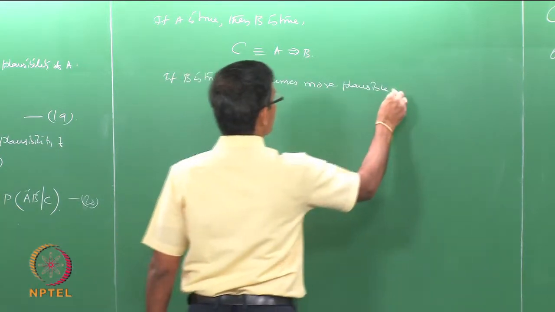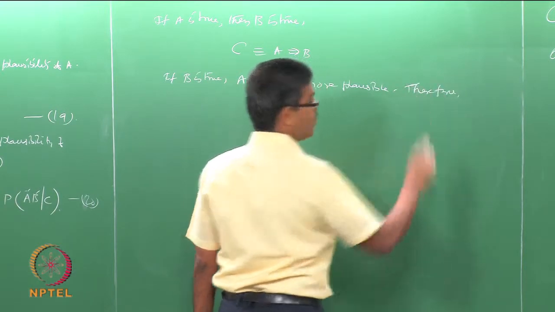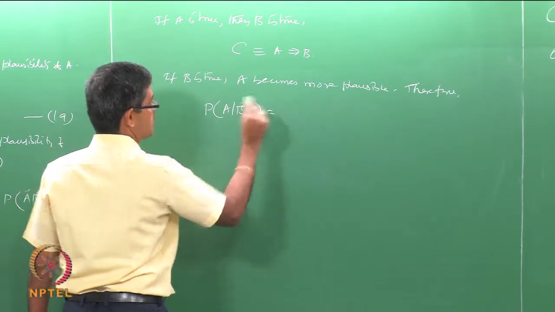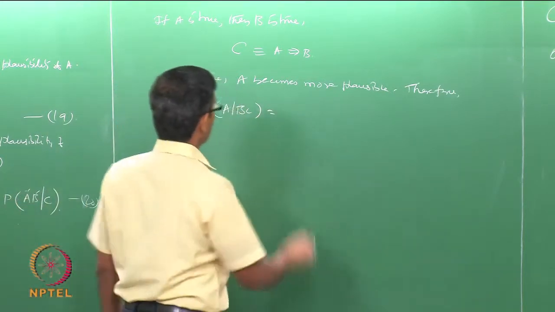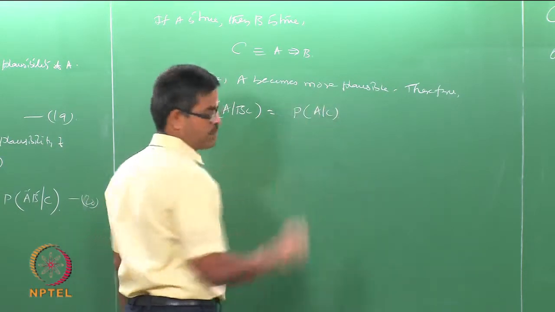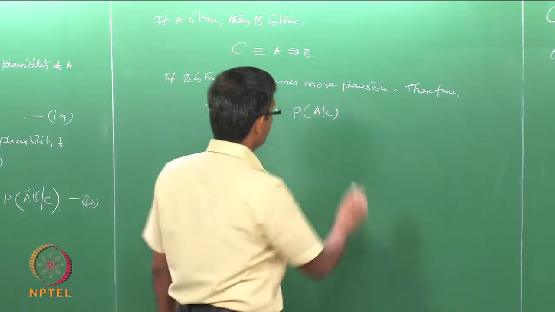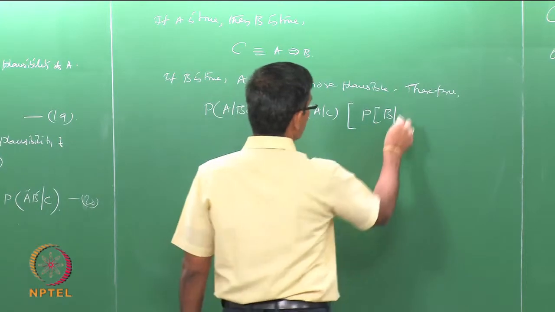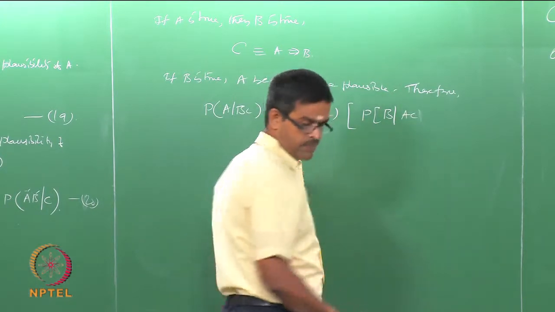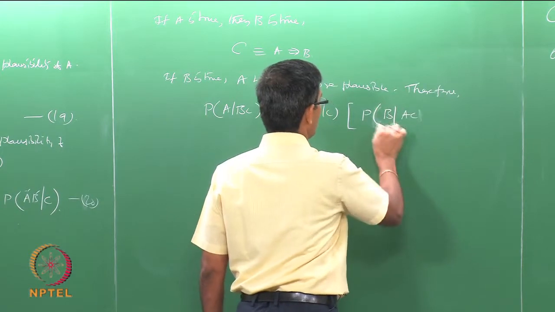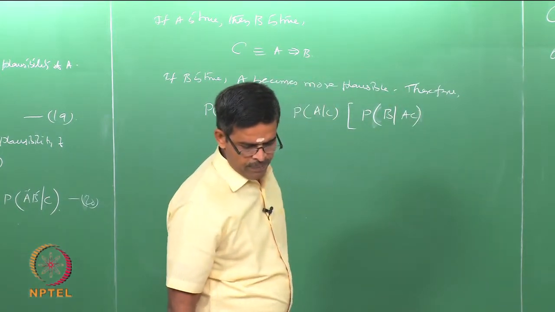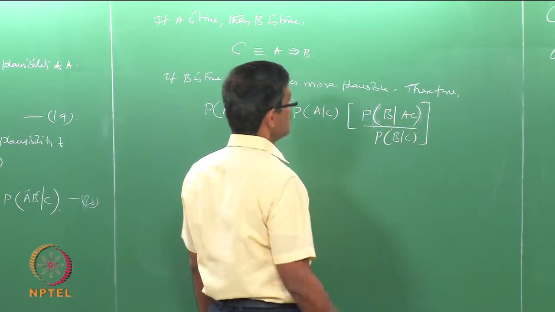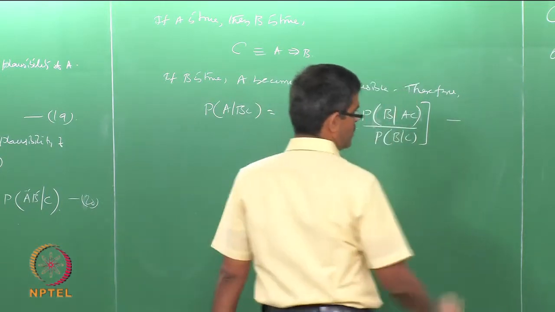Therefore, one can express probability of A given BC as probability of A given C, probability of B given AC, divided by probability of B given C. Equation number 24.